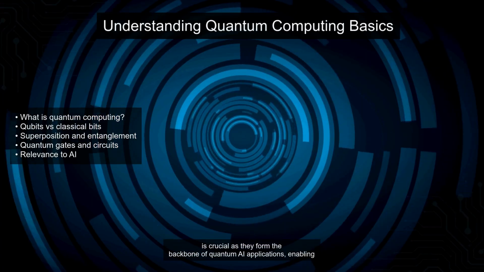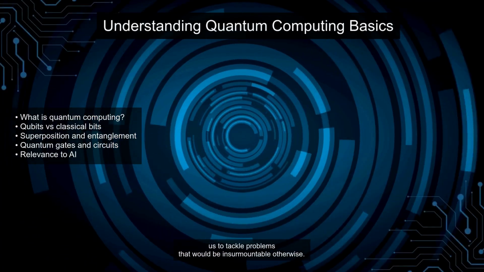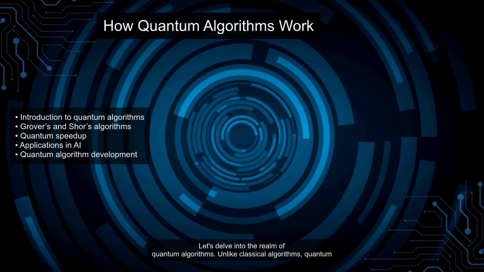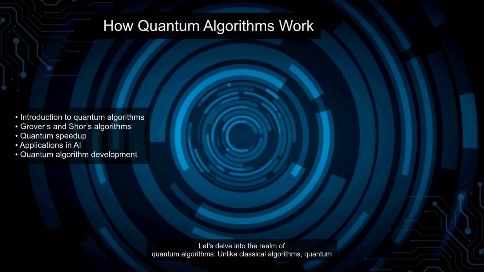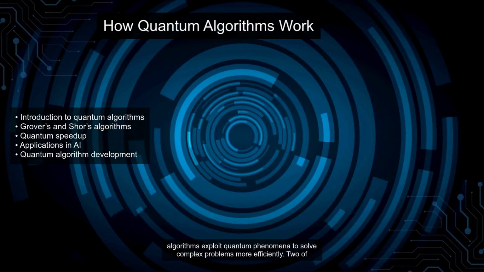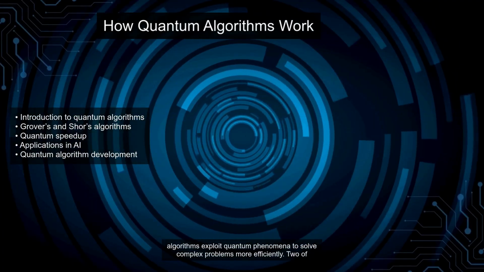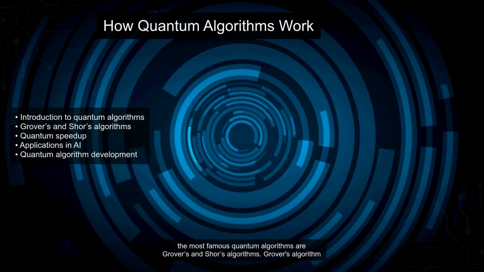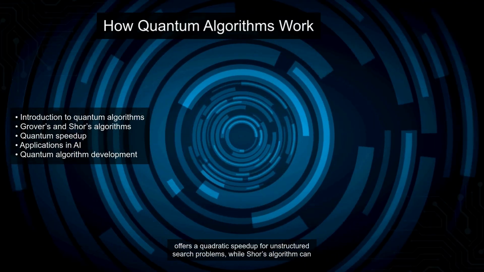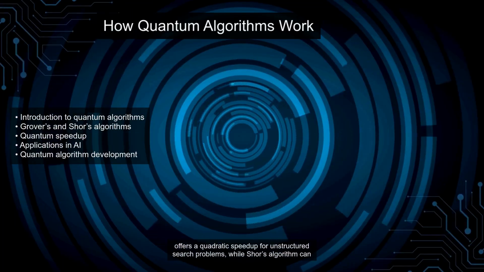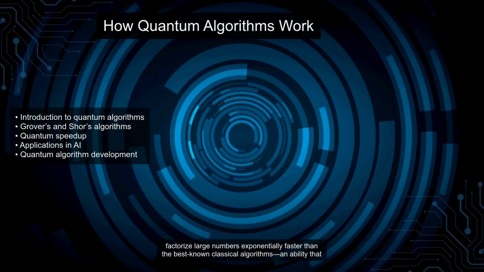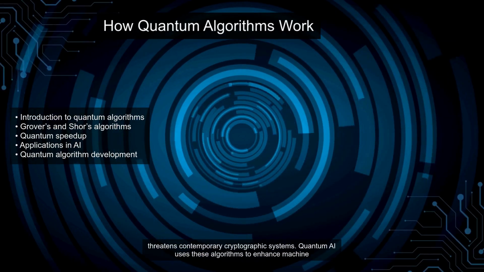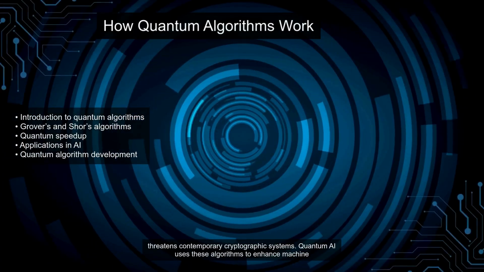Understanding these principles is crucial as they form the backbone of quantum AI applications, enabling us to tackle problems that would be insurmountable otherwise. Let's delve into the realm of quantum algorithms. Unlike classical algorithms, quantum algorithms exploit quantum phenomena to solve complex problems more efficiently. Two of the most famous quantum algorithms are Grover's and Shor's algorithms. Grover's algorithm offers a quadratic speedup for unstructured search problems, while Shor's algorithm can factorize large numbers exponentially faster than the best-known classical algorithms, an ability that threatens contemporary cryptographic systems.